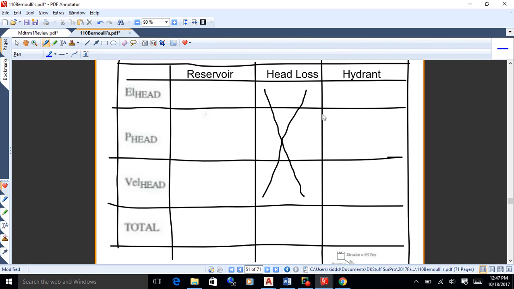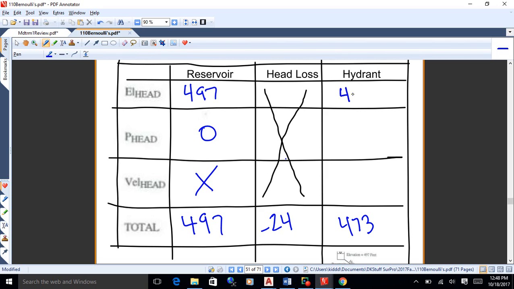Doing all right? So this is just a method here. So what is this, 473 or something? 497. There's no pressure head. We're ignoring velocity head. So there's 497 all told. We take away 24 in head loss. So what we've got here is 473 left over. The elevation at the hydrant is 401. We take away 401 from 473. So that leaves 72 feet at the hydrant that is left to go into pressure head.